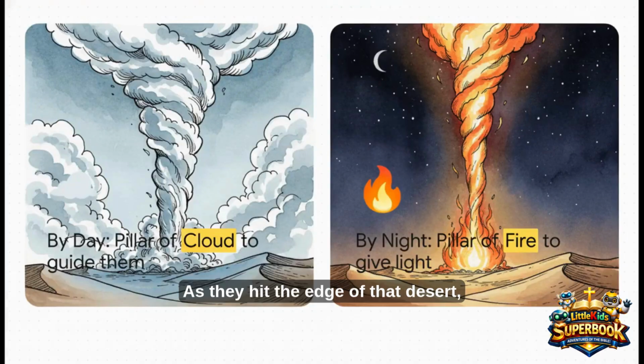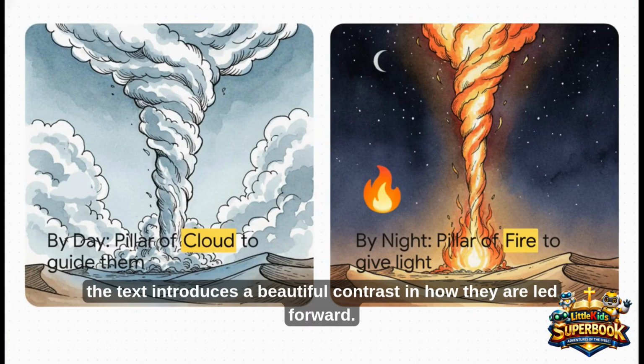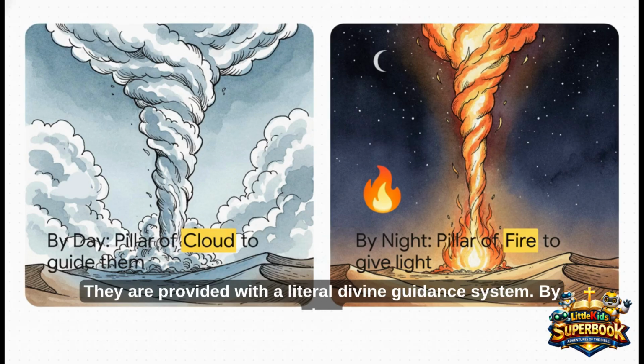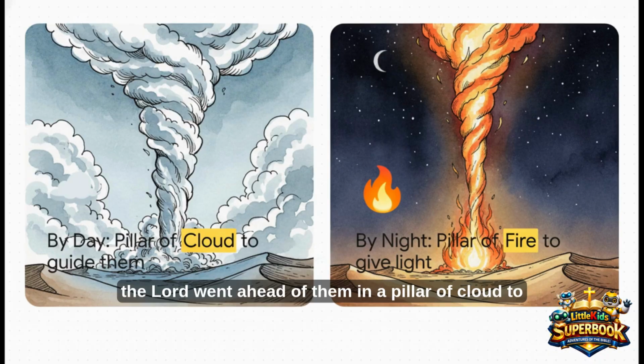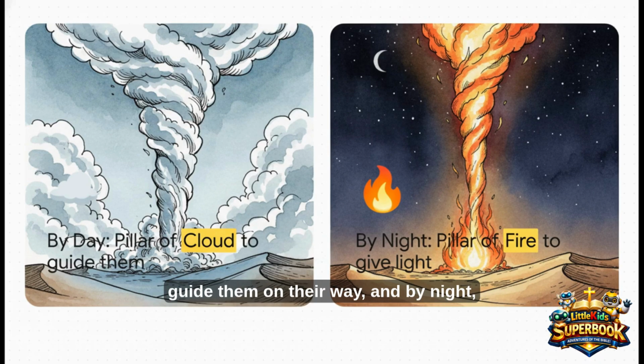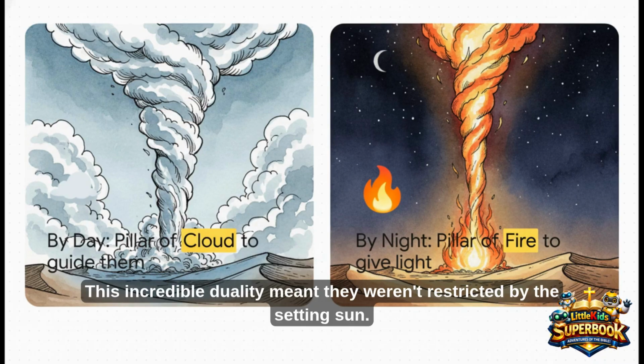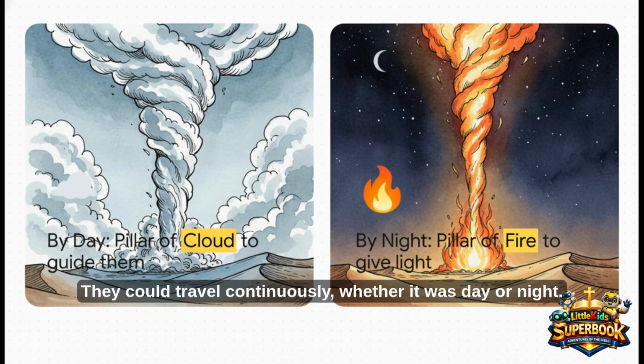As they hit the edge of that desert, the text introduces a beautiful contrast in how they are led forward. They are provided with a literal, divine guidance system. By day, the Lord went ahead of them in a pillar of cloud to guide them on their way, and by night, a pillar of fire to give them light. This incredible duality meant they weren't restricted by the setting sun. They could travel continuously, whether it was day or night.